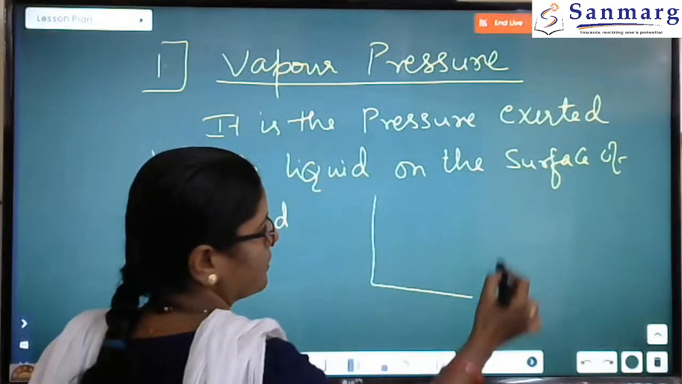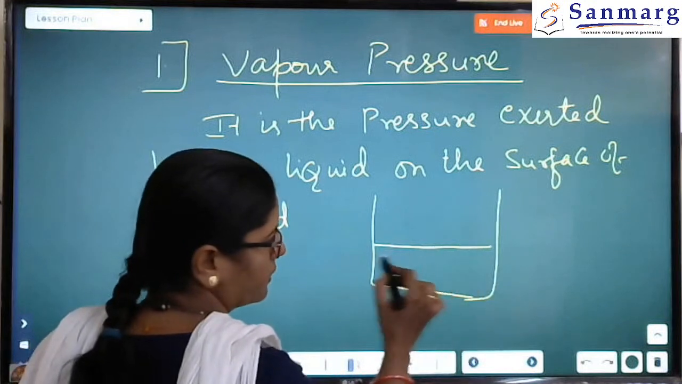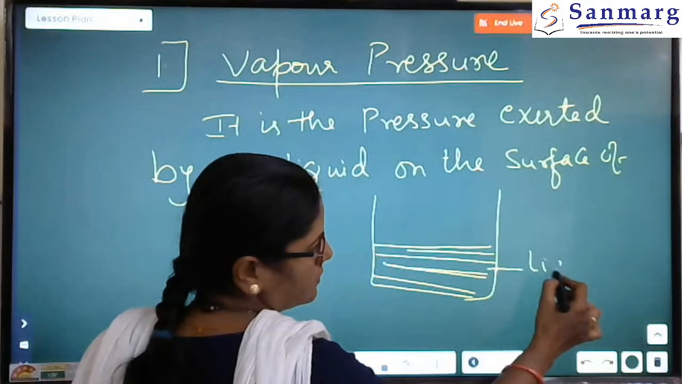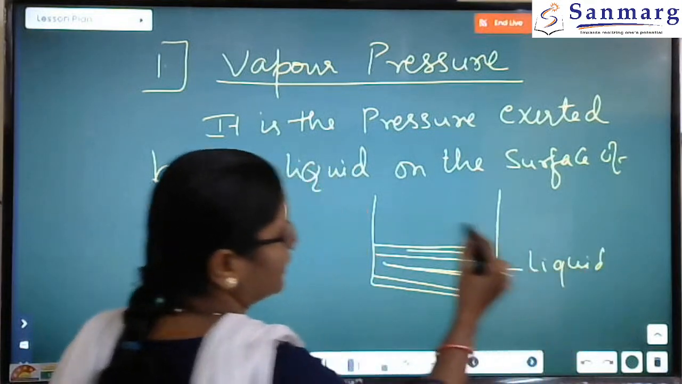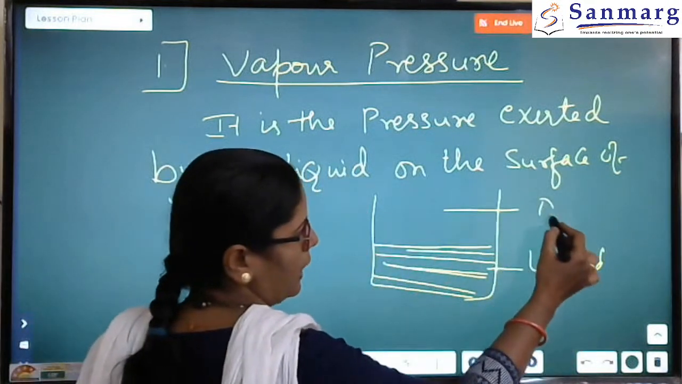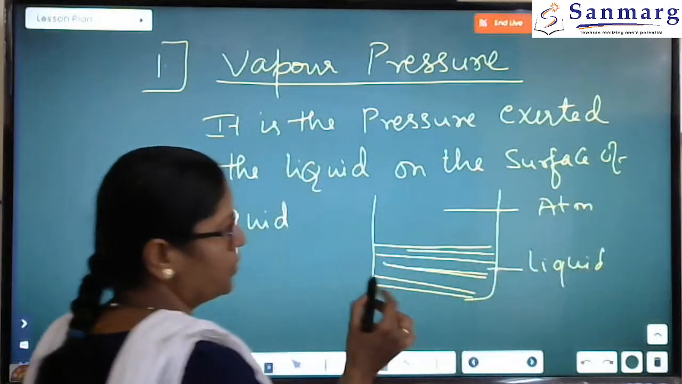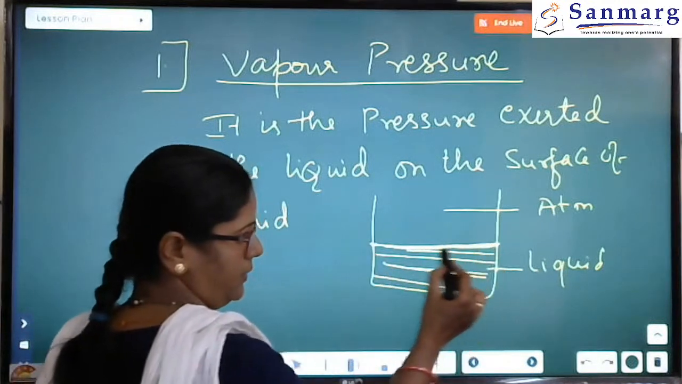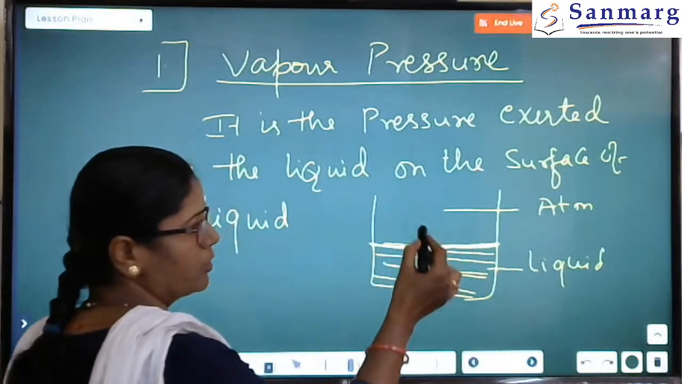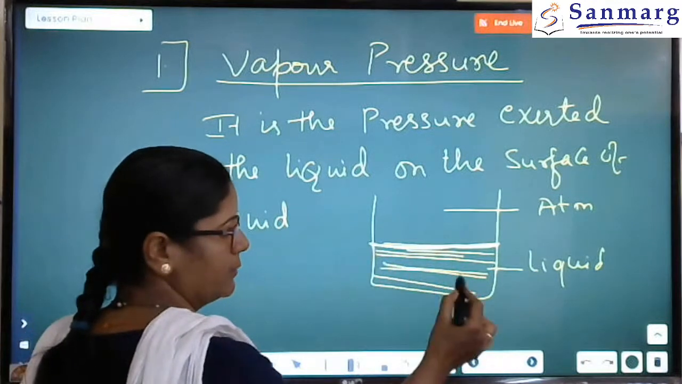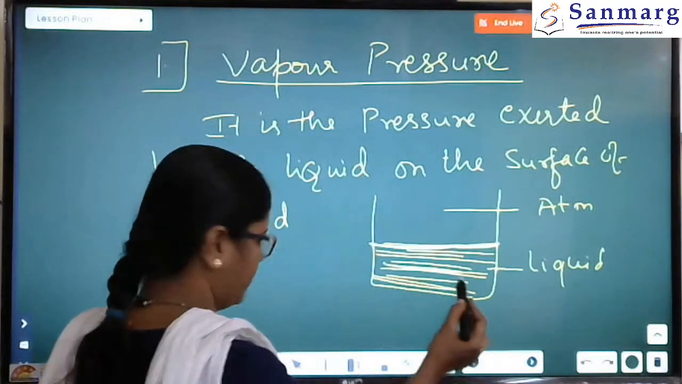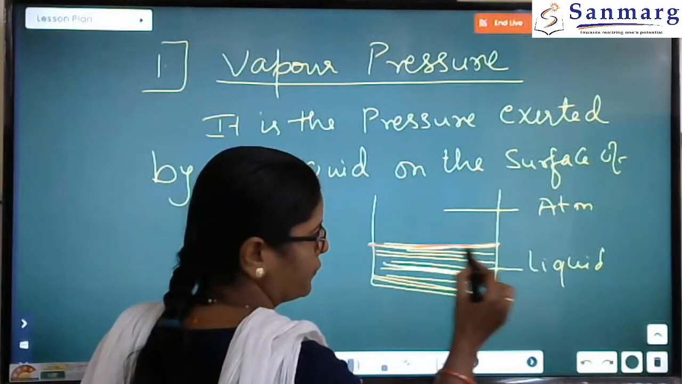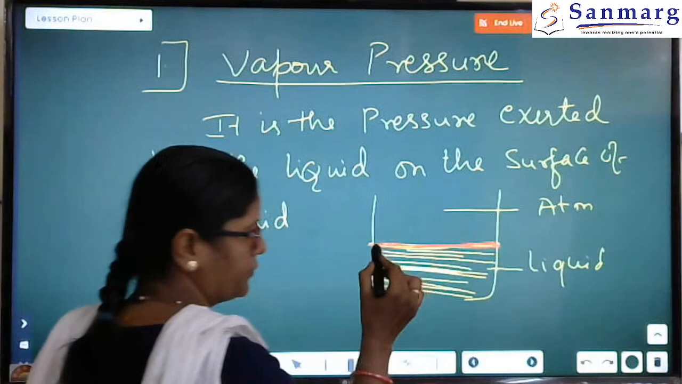So if you take a liquid here, water or any liquid, this is the liquid. This is the outer atmosphere, the outer surrounding. So this is a surface, the interface between the atmosphere, surroundings and the liquid. You can see this is the liquid and this is called the interface, the surface.